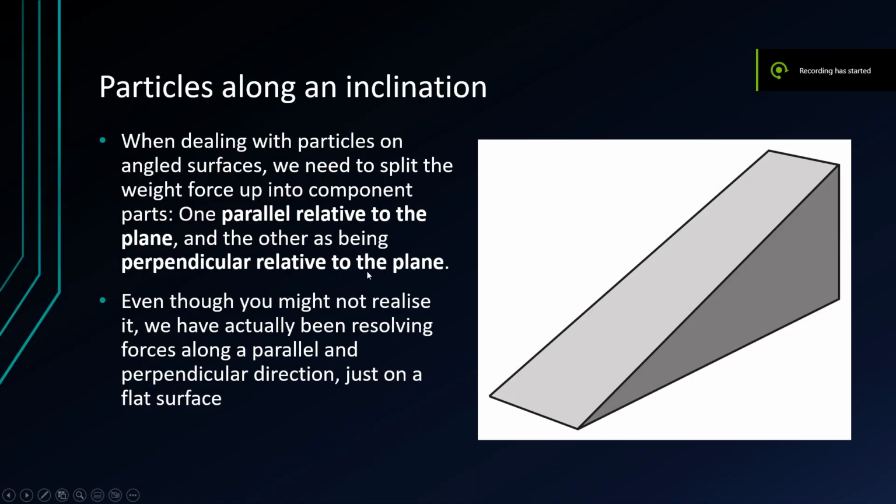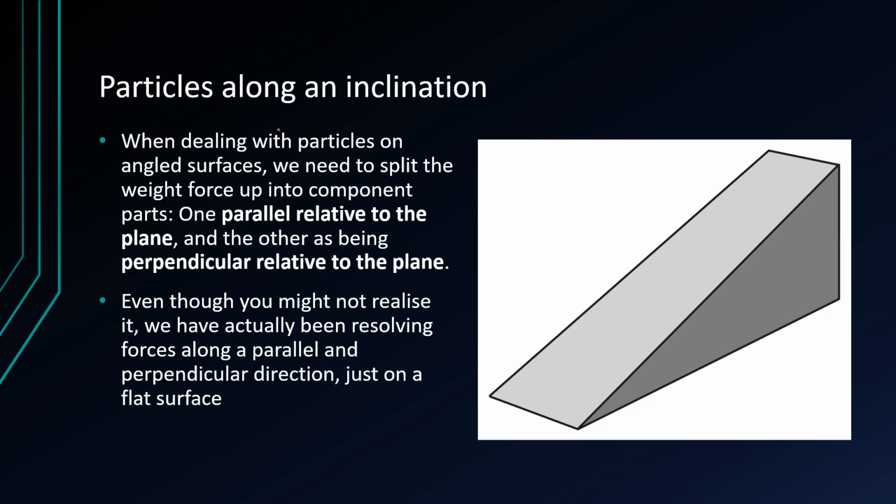So the next situation we're going to be going on to is particles along an inclination. A good bit of vector knowledge is going to have to be known here. So if you skipped vectors just to go to forces and dynamics, I recommend you go back to vectors, otherwise you'll be slightly confused as to what's going on here.